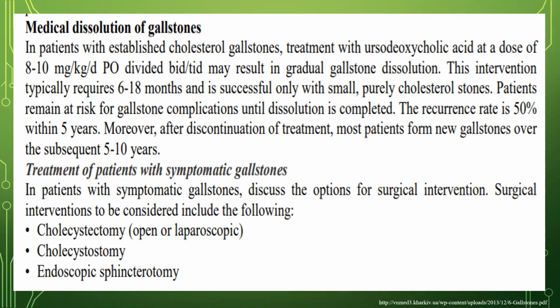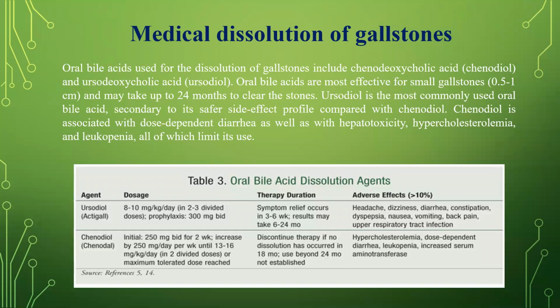In case of symptomatic gallstones, you should discuss the options for surgical intervention if needed. Surgical intervention may include the following: cholecystectomy, open or laparoscopic, cholecystotomy to take the gallstone out, and endoscopic sphincterotomy if needed for gallstone extraction too.